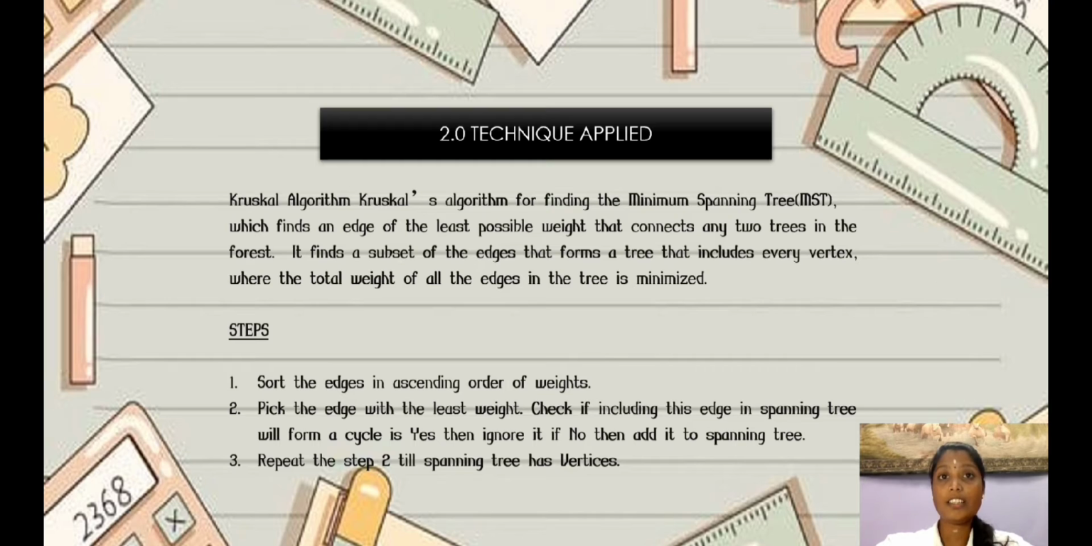Check if including this edge in the spanning tree will form a cycle. If yes, then ignore it. If no, then add it to the spanning tree. Step 3 is to repeat step 2 until the spanning tree has all the vertices. So that's how the Kruskal algorithm for achieving a minimum spanning tree works.